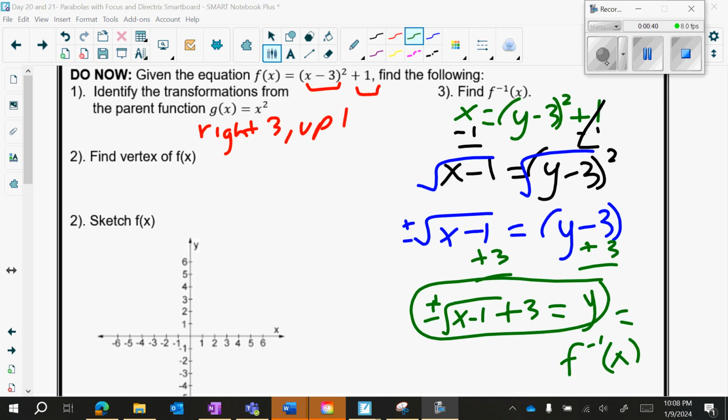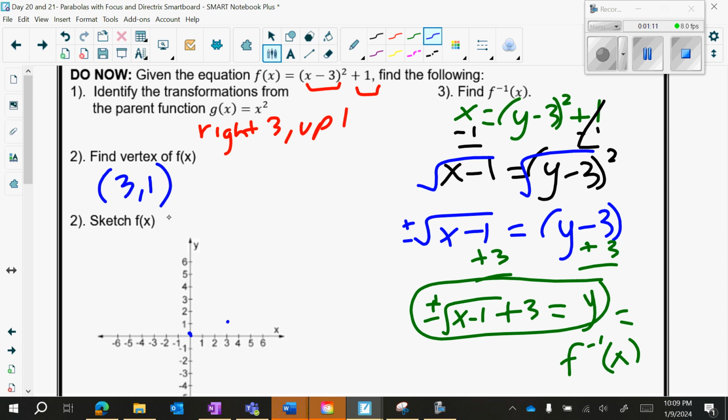Okay, so if you did the first part A, it said identify the transformations from the parent function y equals x squared, which is your basic parabola, to this equation f of x. I'm hoping you said it went to the right 3 and up 1. So remember, if your basic parabola's vertex is 0, 0, which is the origin, this means that this new vertex is going to move 3 to the right, 1, 2, 3, and up 1. So the new vertex is going to be 3, comma 1.